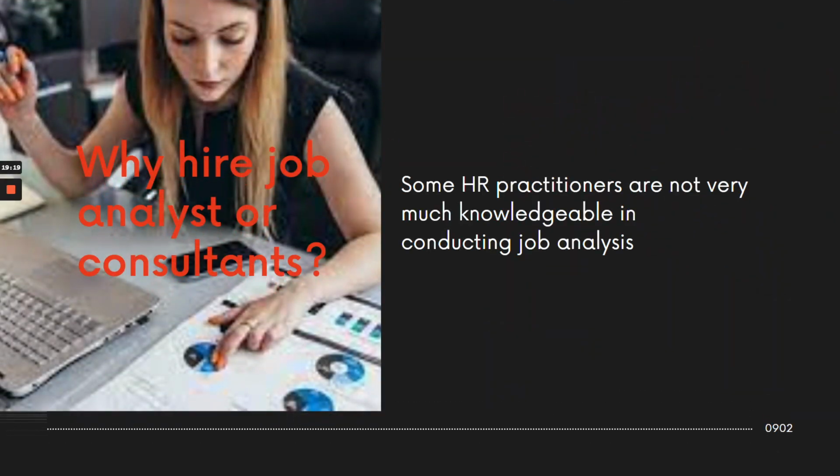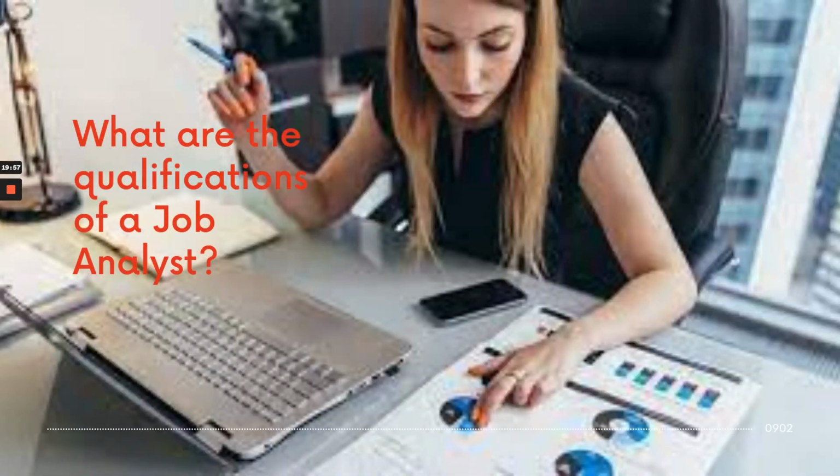Another is some HR practitioners are not very much knowledgeable in conducting job analysis, which is actually true. Dili gid tanan, okay, because human resource management is a new discipline, di ba? Something new lang siya. So wala pa kaayo tay mga experts, and very wide ang scope niya. So those are the three main reasons nga nag-hire og job analyst or consultants.